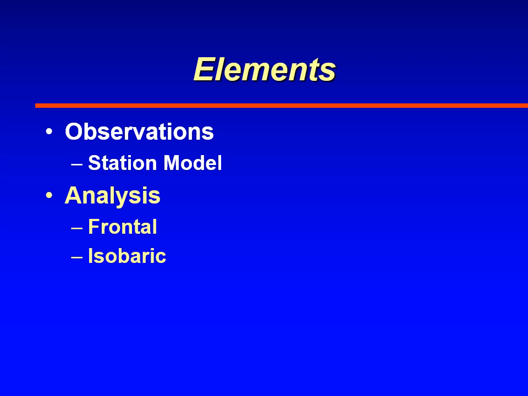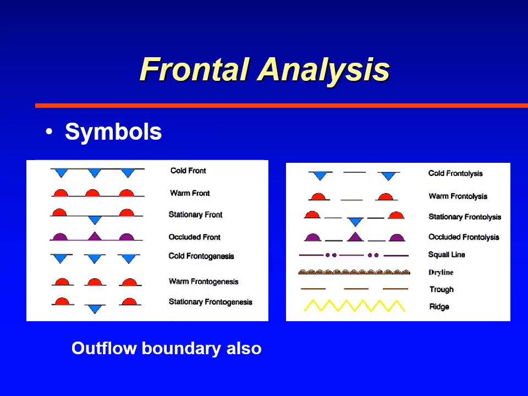So we're done with observations looking at the station model. Now we'll talk about analyses. And there are 2 different types of analyses that are plotted on this chart: a frontal analysis and an isobaric analysis. The frontal analysis includes all sorts of different boundaries at the surface of the Earth. It includes your basic fronts, such as cold fronts, warm fronts, stationary fronts, and occluded fronts. Also, it includes whether the fronts are being born or dying. That's what we call frontogenesis, the birth of a front, or frontolysis, the death of a front.